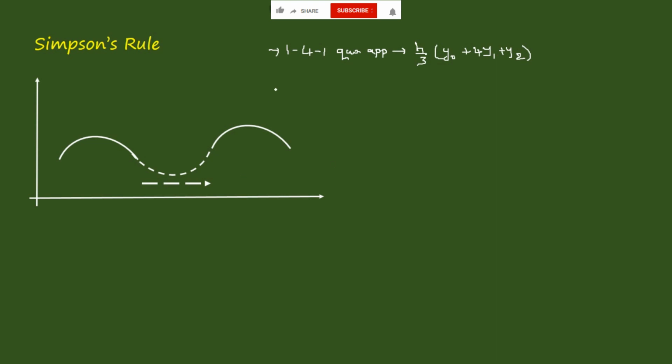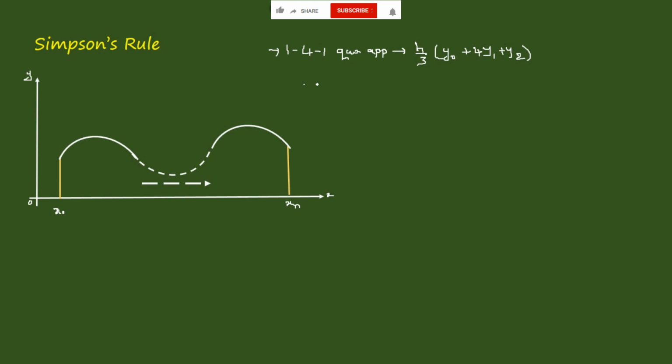Now in Simpson's rule, consider an example here: this is a graph, this is the x-axis, this is the y-axis, and this is a continuous function. If you consider a point here as x0, and this one is x of n. It is a continuous function.